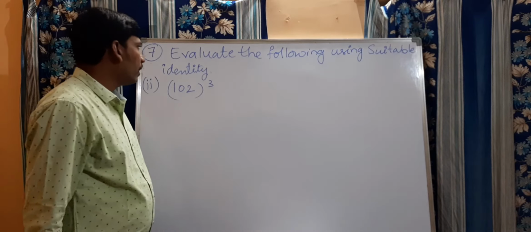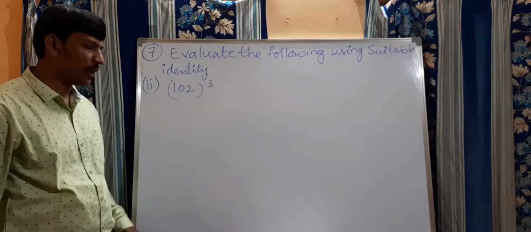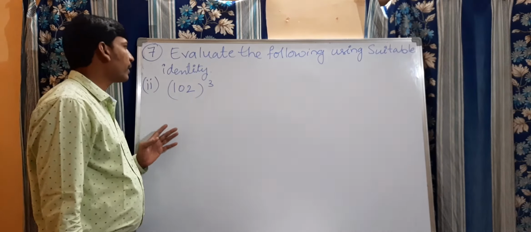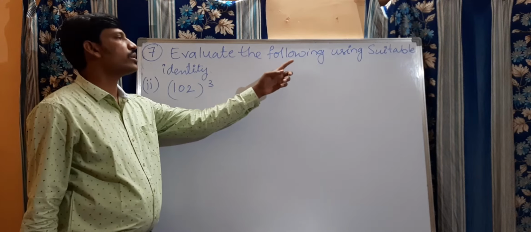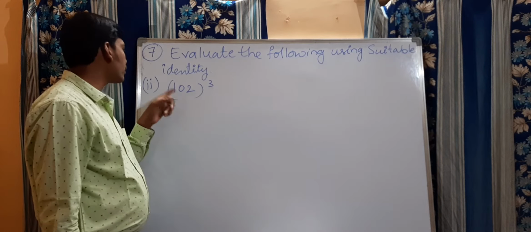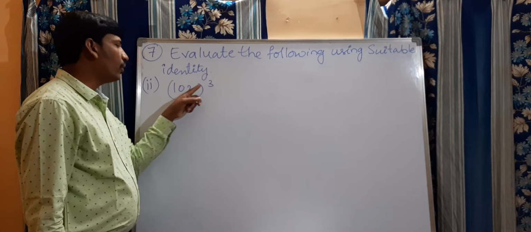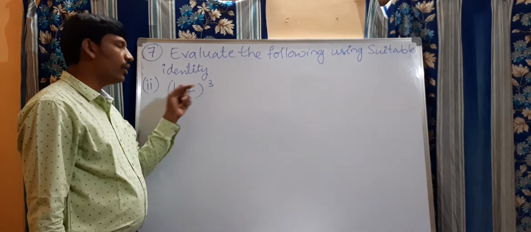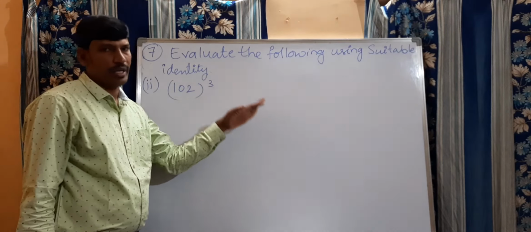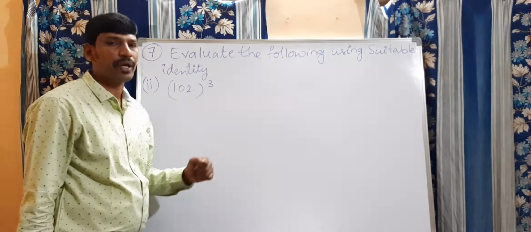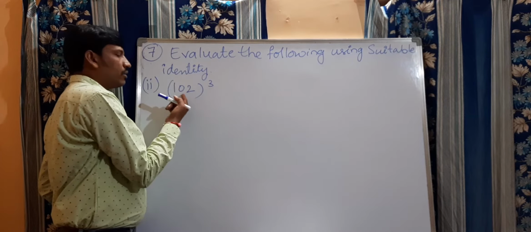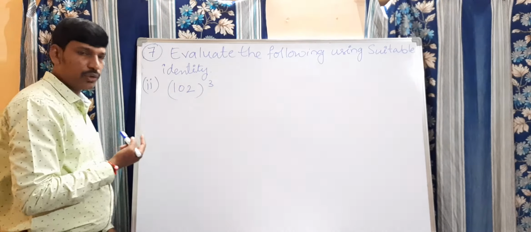Now, children, seventh question. I hope you understood the fifth and sixth questions. Now let us move to question number 7. Evaluate the following using a suitable identity. Clear? Here the question is the seventh question, second bit, 102 whole cube. If you multiply 102 three times, you will get the solution, but it is a time-taking process. That's why we are going to apply a suitable identity to find the value of 102 whole cube.